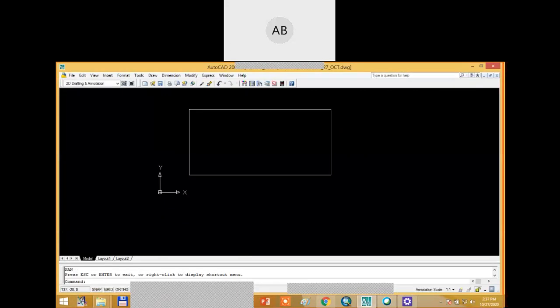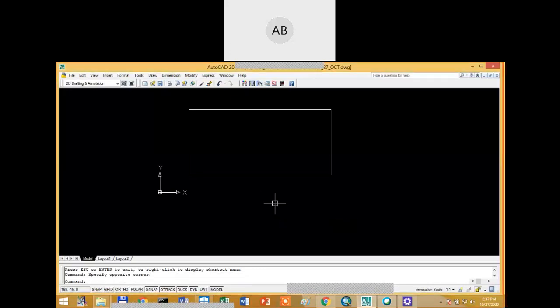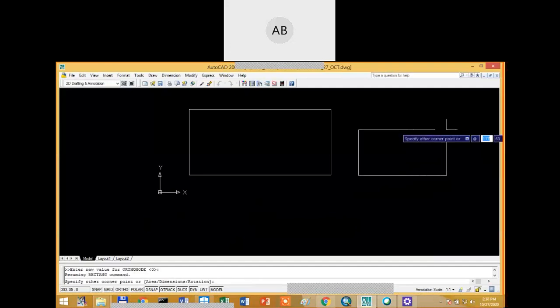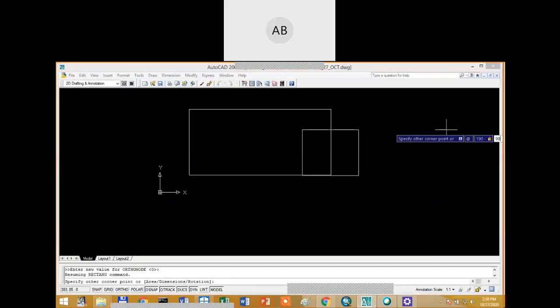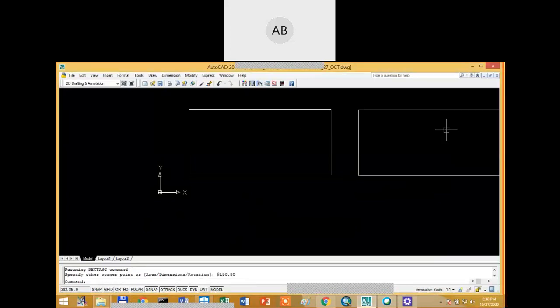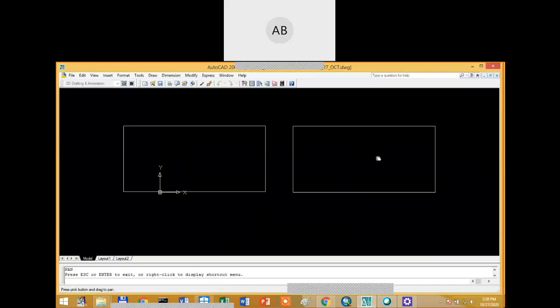The same thing I can draw using the rectangle command. If I want to draw it using the rectangle command, I should type REC, rectangle. I pick up one point, then type @. What is the length? 190, comma, what is the thickness? 90. Okay.